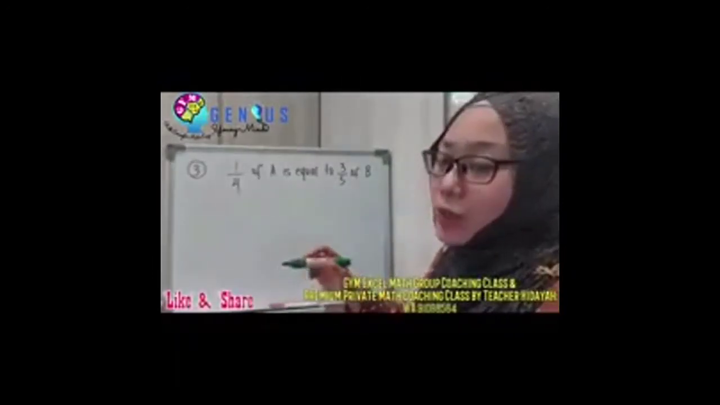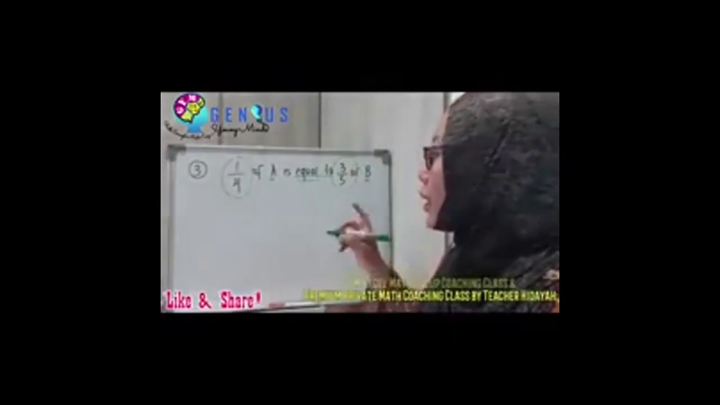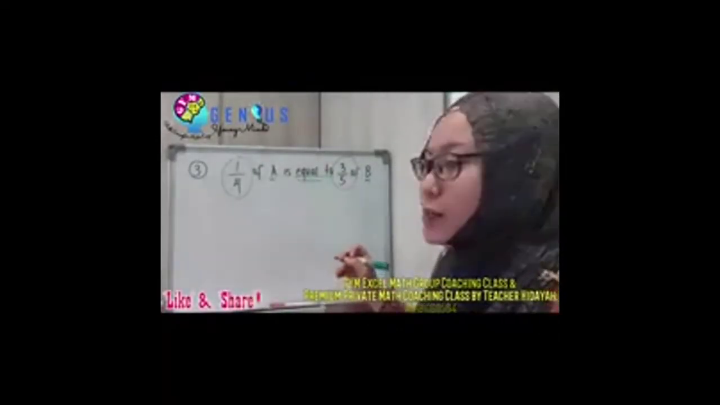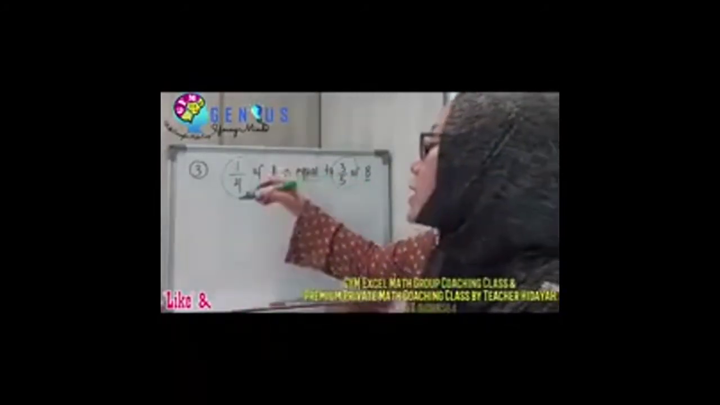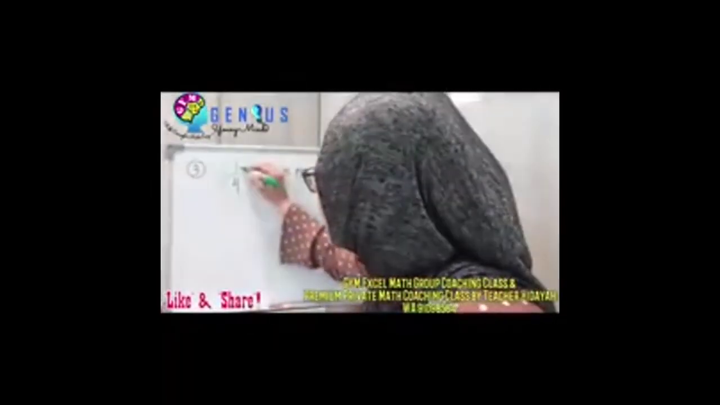Here's tip number 3. We have this kind of statement for fractions questions. 1/4 of A is equal to 3/5 of B. A fraction of something equal to a fraction of another thing. Whenever you have this kind of sentence in a question, straight away think of equal concept. Why? Because of the keyword "equal to". As I mentioned earlier, a fraction in its simplest form is already in its units form. So this is 1 unit, this is 4 units, this is 3 units, this is 5 units.